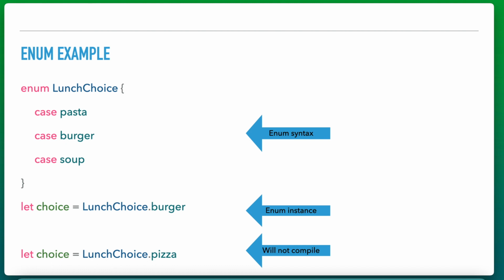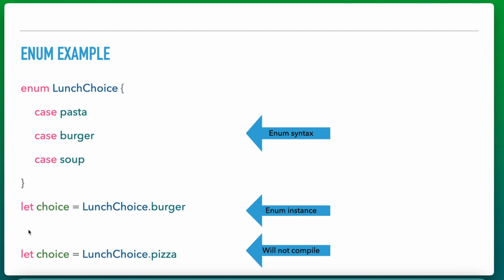Here we have an enumeration example called lunch choice. And in our lunch choice enum, we have 3 cases or 3 options. We have a case pasta, a case burger, a case soup. So really our 3 choices for lunch are pasta, burger, and soup. We encase those cases, or the body of our enumeration, in curly braces. This is set up a lot like a structure.